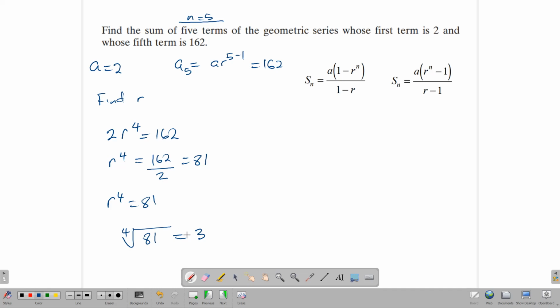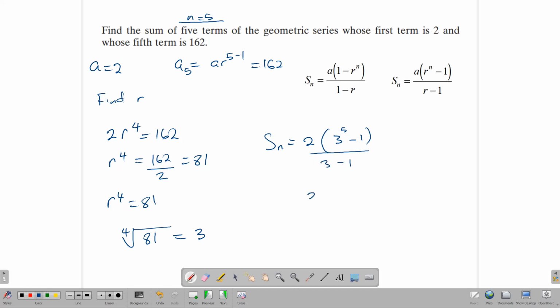And now that we know our r, we can go ahead and find the sum using Sn is equal to a times r to the n minus 1 over r minus 1. So just plugging in our information there. A is 2, so we have 2 times 3 to the number of terms. The number of terms is 5, so 3 to the 5 minus 1, divided by r minus 1. R is 3, so 3 minus 1.